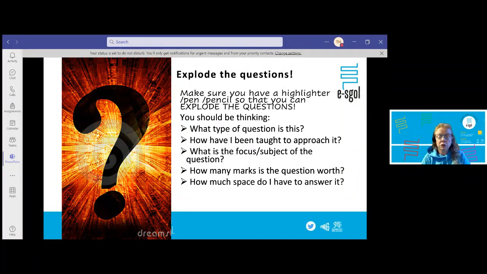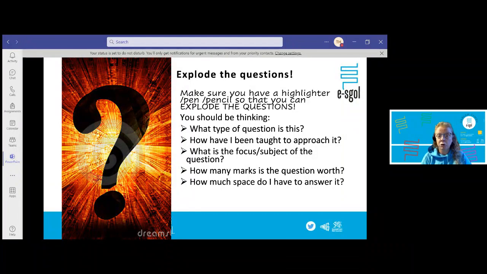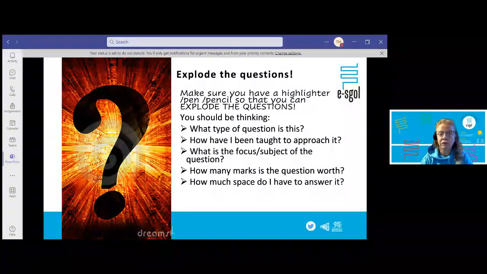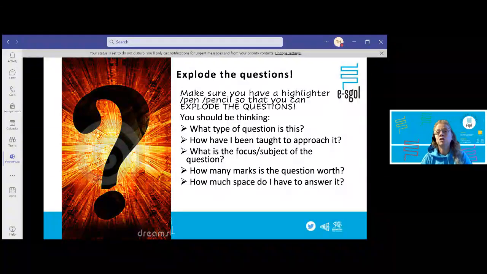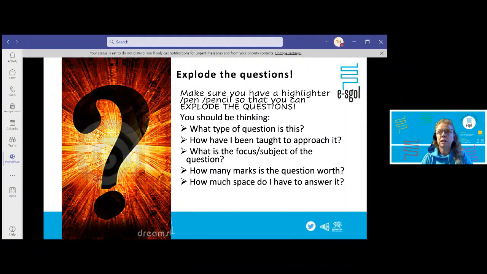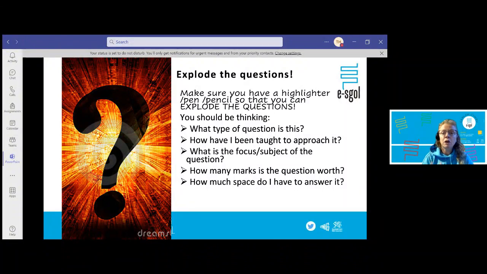Always check the focus or the subject of the question. Make sure you know what that question is asking you. Always check how many marks it's worth because that is going to tell you how much you need to write and how much space you have to fill. That will really help you to make sure that on the longer answers, you are making that focus of the question your main point in your answer. Lots of times in the exam, people lose track of where they're going. And when they're writing, they start to wander away from that question. And the more they write, the further away they get. And obviously, the less marks you're going to get. So just make sure you keep that focus.